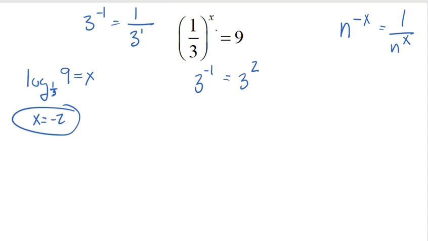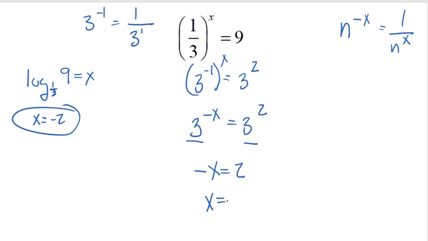So maybe you saw that, but wait a minute. 1/3 is 3 to the -1. I still have to raise it to x. But now I could use a property of exponents: a power raised to a power, you multiply. So that's 3 to the -x now equals 3 squared. So now I could use the one-to-one property. I got the left side to have a base of 3. I got the right side to have a base of 3. So -x equals 2. Divide both sides or multiply both sides by -1, and I get x equals -2. The same answer I got over here. Bottom line, I got the same answer. Don't care. Just get the answer.